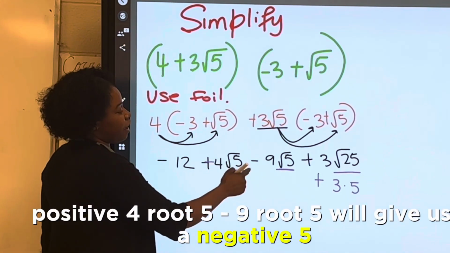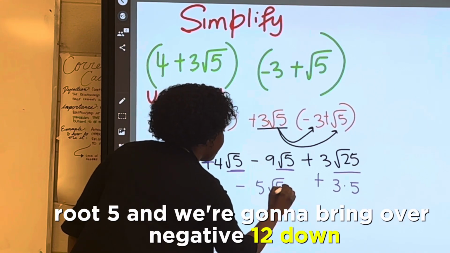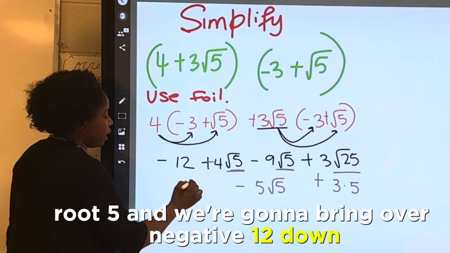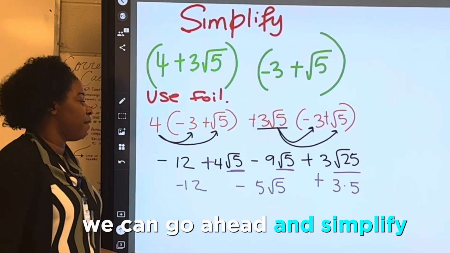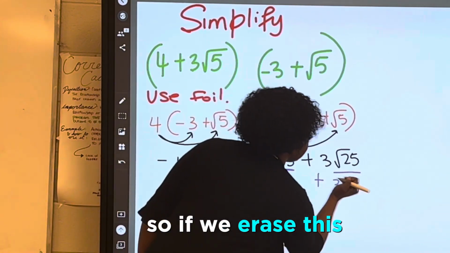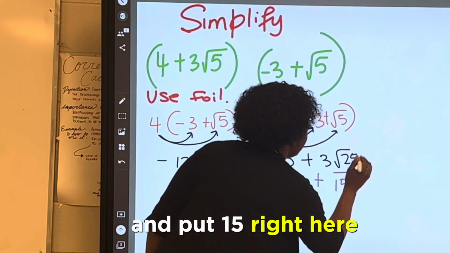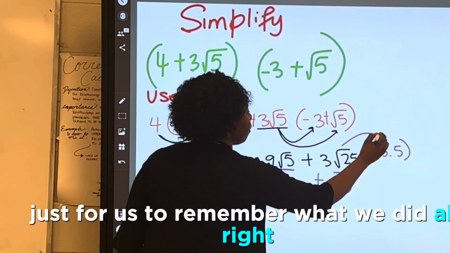Positive 4 root 5 minus 9 root 5 will give us a negative 5 root 5. And we're going to bring our negative 12 down. So once we're here, we can go ahead and simplify, because we know 3 5s here is 15. So we can erase this and put 15 right here, and we can put the 3 times 5 right here, just for us to remember what we did.